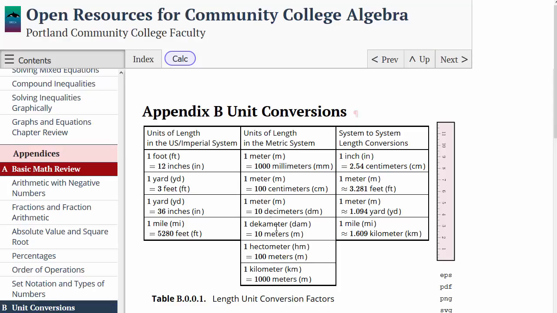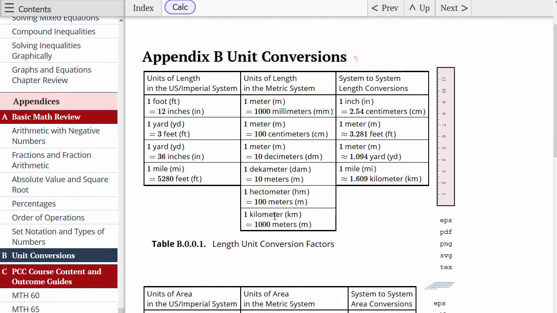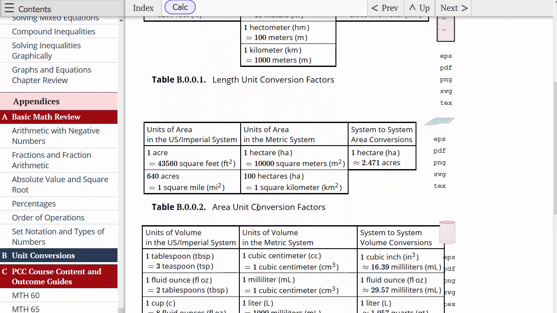To determine how many square feet are in an acre, we'll move down and look at the table that's titled Area Unit Conversion Factors. We can see that this is converting two-dimensional units to other two-dimensional units. We have this first one, 1 acre equal to 43,560 square feet. And so that's what we'll use to answer how many square feet are in an acre.